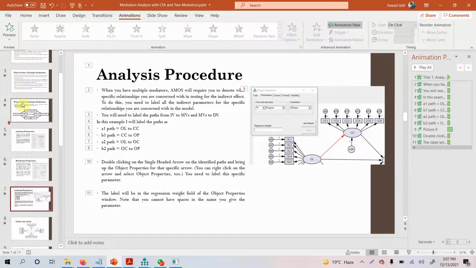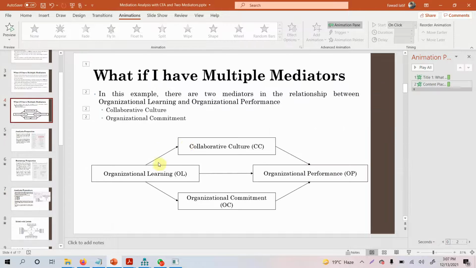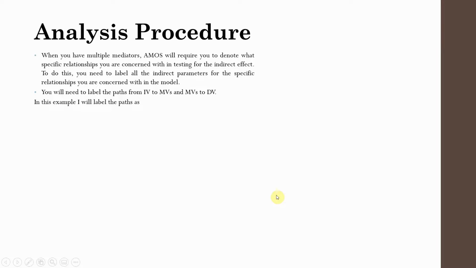If we look at this model, we are assessing these relationships from OL to CC, CC to OP, OL to OC, OC to OP. Now, we need to label all these indirect relationships here. How do we label these indirect effects? In this example, I will label the path as A1 from OL to CC, B1 from CC to OP, A2 from OL to OC, and B2 from OC to OP.